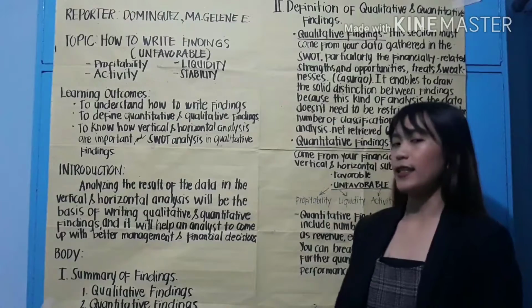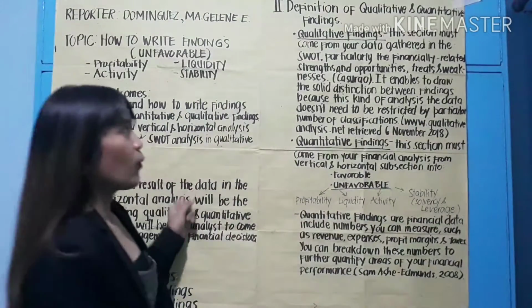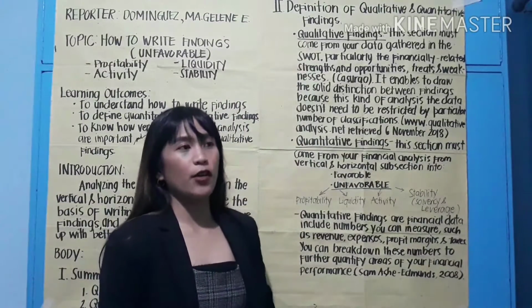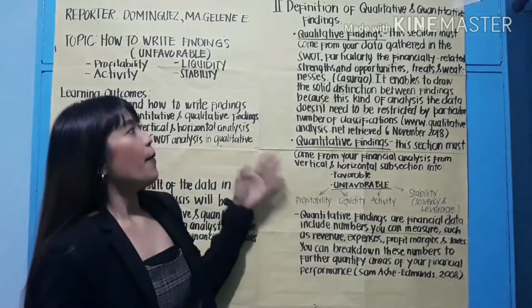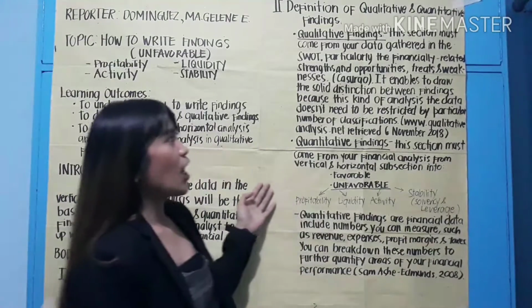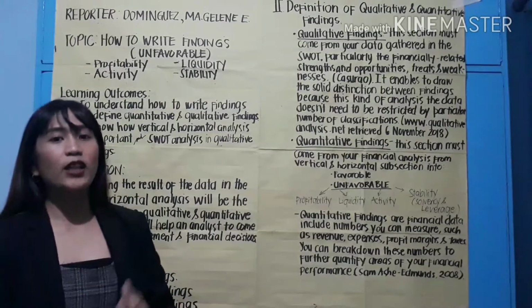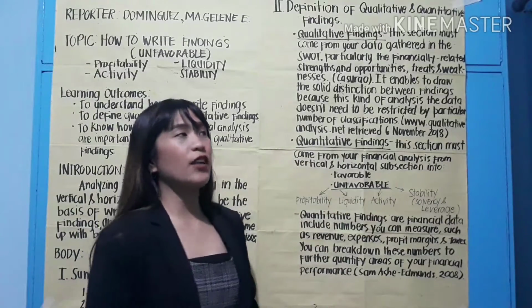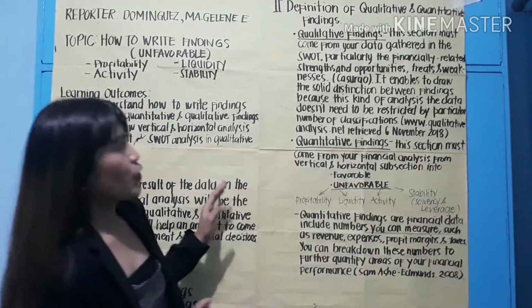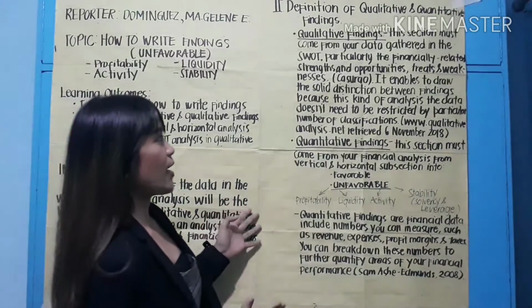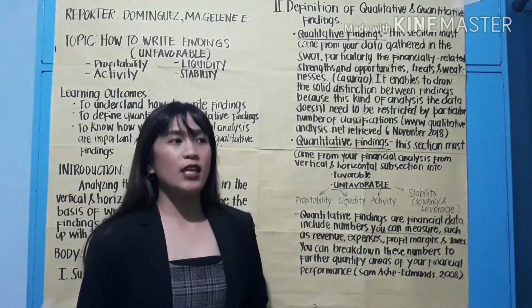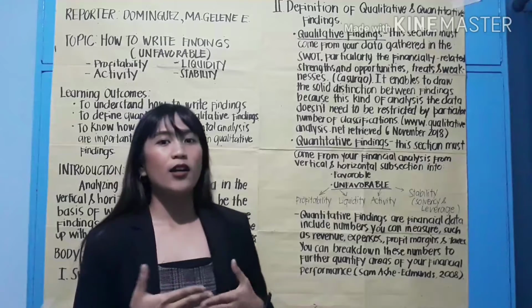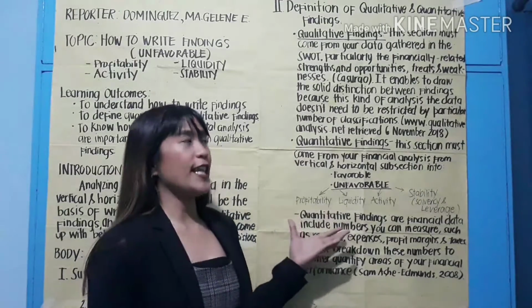and quantitative findings. And the definition of the qualitative and quantitative: in qualitative findings, according to Professor Antonio E. Casero Sr., this section must come from your data gathered in the SWOT analysis, which is the strength, weakness, opportunity, and threats. Particularly those financial related strengths, opportunities, threats, and weaknesses, which enables the qualitative findings to be summarized according to the findings in your SWOT analysis.